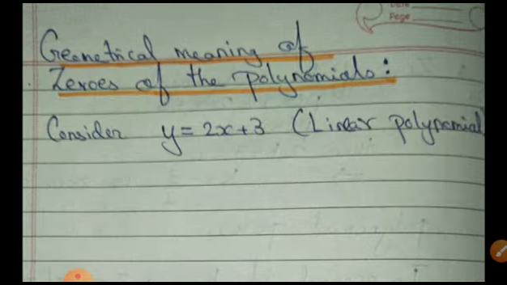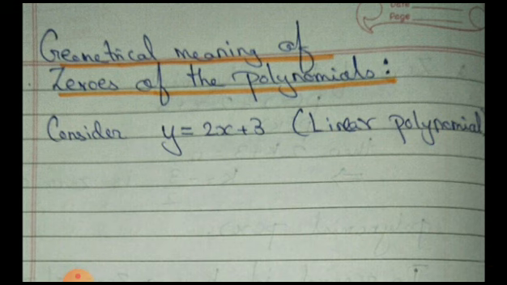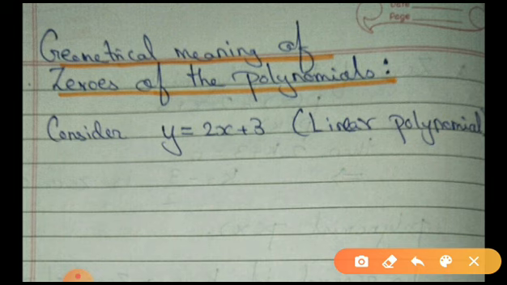Okay? Now we are going to see the geometrical meaning of zeros of a polynomial. Consider the equation y equal to 2x plus 3. What is the degree of this polynomial? It is equal to 1. So is it a linear polynomial? Yes. Okay. Linear polynomial means just consider 2x plus 3. Otherwise, I have to say it is an equation. Equation means you should have an equal to sign. Okay.